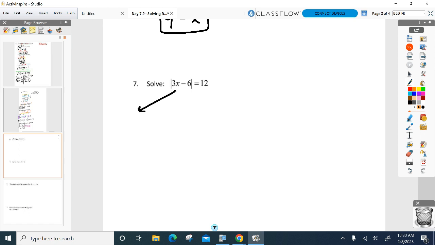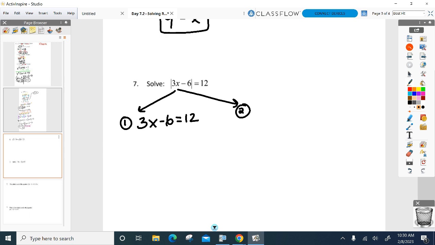First equation is the easiest. Drop the absolute values, and that's the equation you solve. So drop them, you get 3x minus 6 equals 12. There's your first one to solve. How do you create the second equation to solve? Anybody want to drop some knowledge from last year? It's okay if you don't.